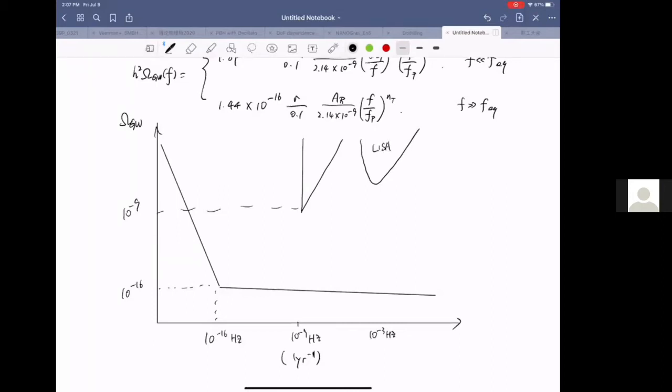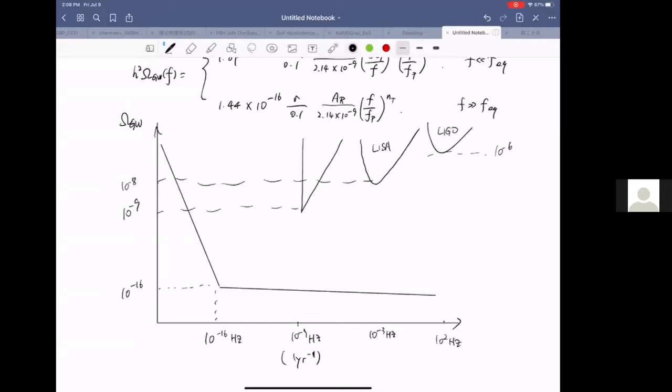The sensitivity is slightly weaker, but not by much. And then there are the ground-based interferometers, like LIGO. The sensitivity is like 10 to the 6. It's almost comparable to the other constraints from the BBN or the radiation.